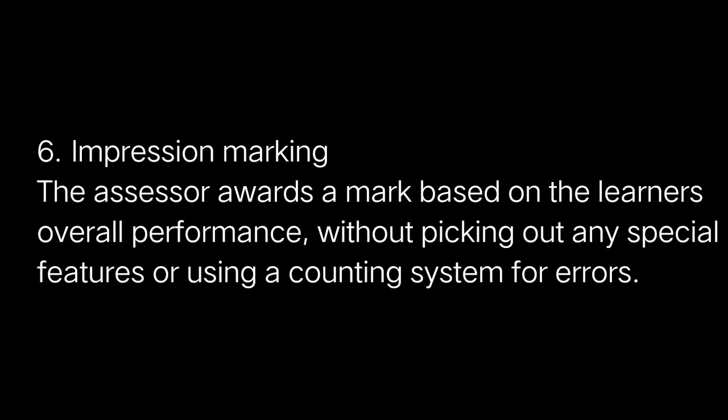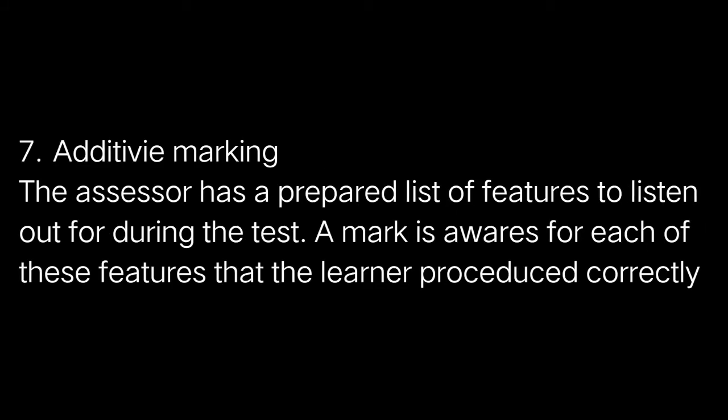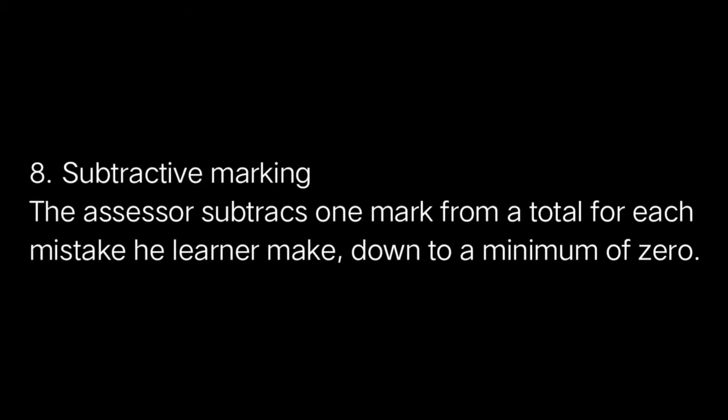6. Impression marking. The assessor awards a mark based on the learner's overall performance, without picking out any special feature or using a counting system for errors. 7. Additive marking. The assessor has a prepared list of features to listen out for during the test. And the last is subtractive marking. The assessor subtracts 1 mark from a total for each mistake the learner makes, down to a minimum of 0.